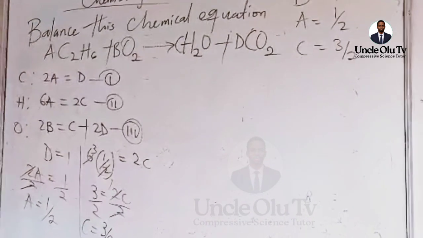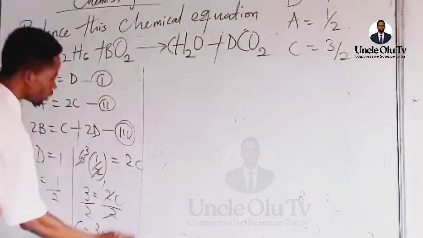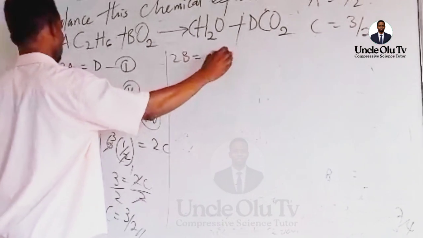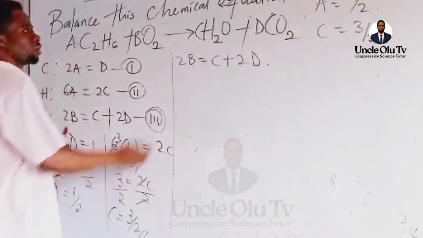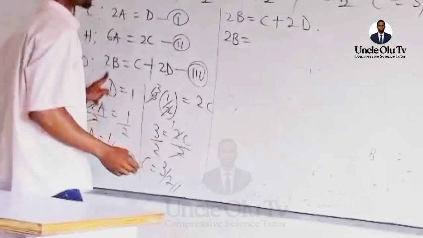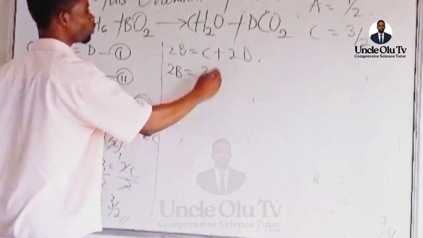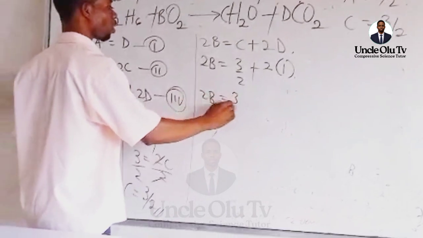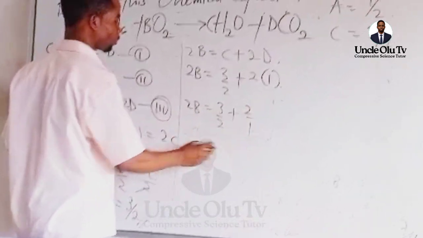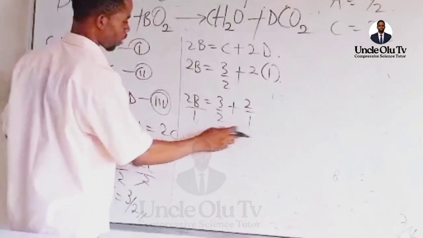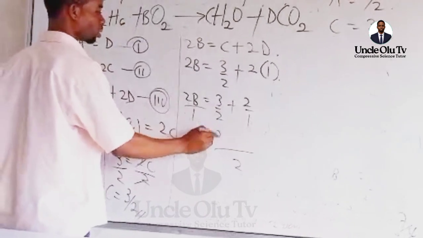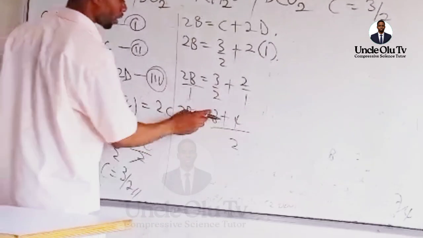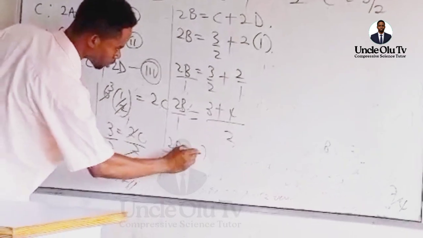Now what am I looking for? I'm looking for B. B exists here. That is 2B equals C plus 2D. Now 2B equals, what's C? Our C is 3 all over 2 plus 2, what's our D? Our D is 1. So 2B equals 3 all over 2 plus 2 times 1, 2 all over 1. The LCM here is 2. So 2 into 1, 1 times 3, 3, plus 2 into 1, 2 times 2, 4. That is 2B all over 1 equals 7 all over 2.